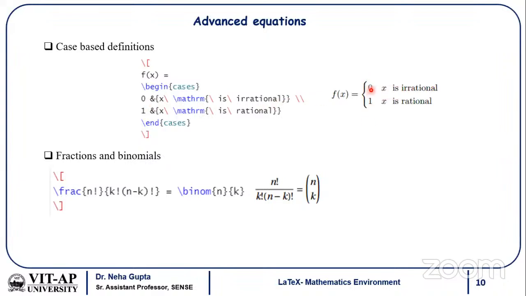The first one is representing 0, 1. The second one is representing x is irrational and x is rational. So that column we are changing with the help of the ampersand. 0, x is irrational. 1, x is rational. But why have we not written that directly? Why have we used one more thing here, math rm? What is the use of this?